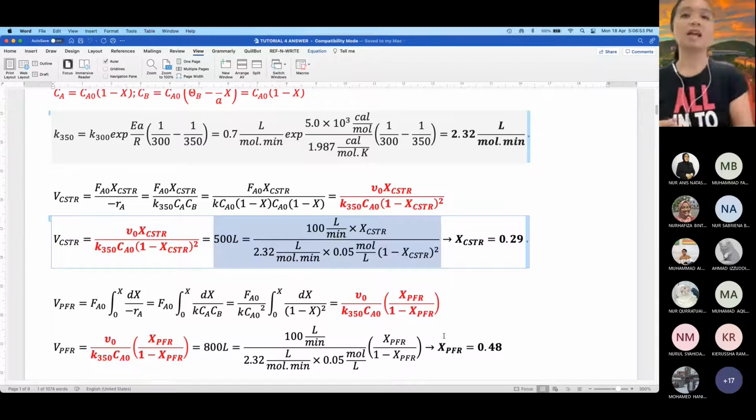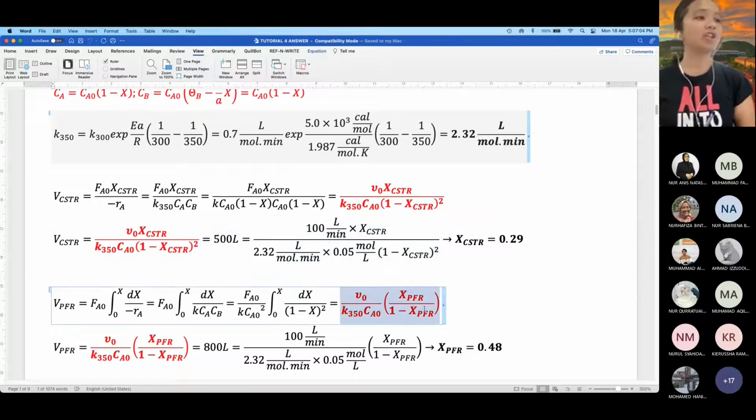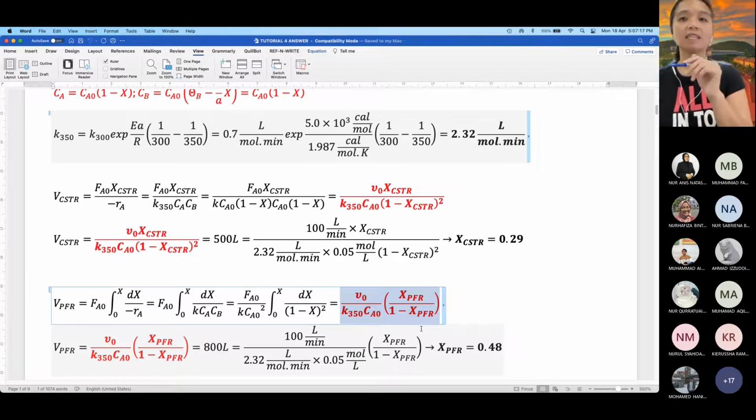So nanti bila kamu nak test, final exam, the challenge is betul-betul tengok equation mana yang untuk digunakan. Okay, if you check it correctly, by right the equation will be this one. Okay, volume PFR equals epsilon naught over k at 350 CA naught, in bracket X PFR per 1 minus X PFR, tutup bracket.